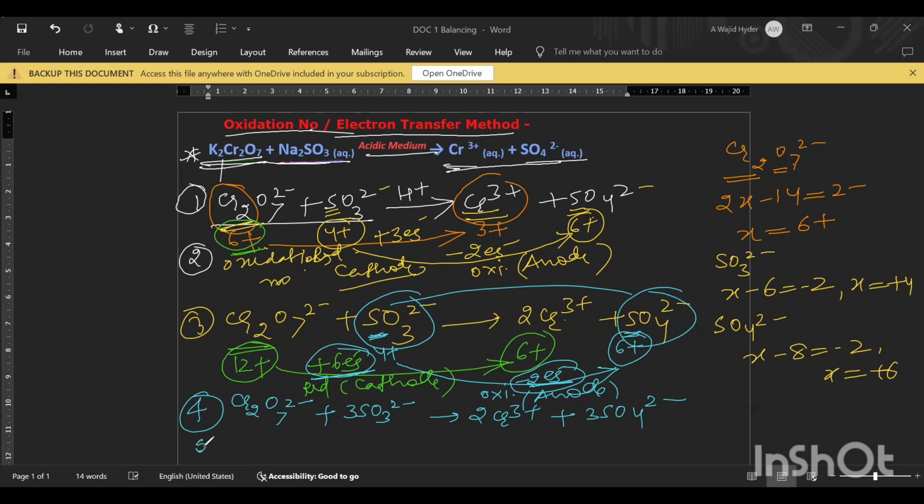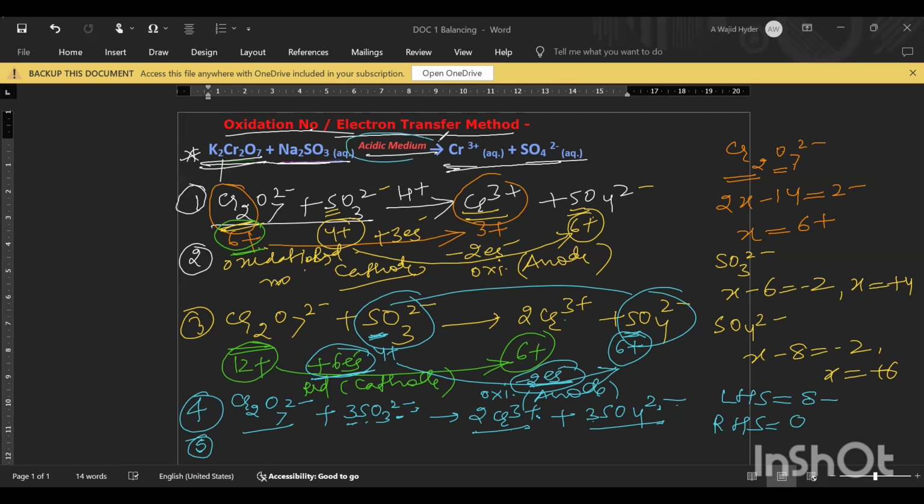Now in the last step, what will you do? In the last step, you will see what charge is there on the left-hand side. Left-hand side is having what charge? This is 2- and this is 3 into 2-, that is 6-. So 6- and 2- will be 8-. And on the right-hand side, what charge is there? This is 3 into 2- and 2 into 3+, that is 6+. So 6+ and 6- will be 0. So the right-hand side is having 0 charge.